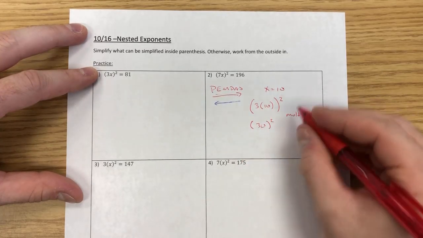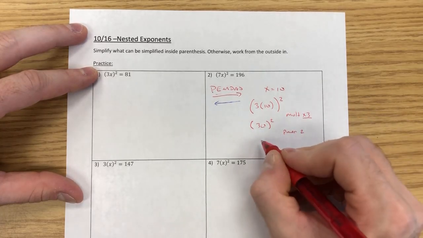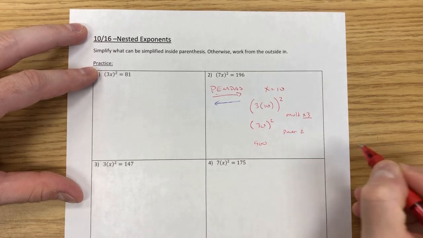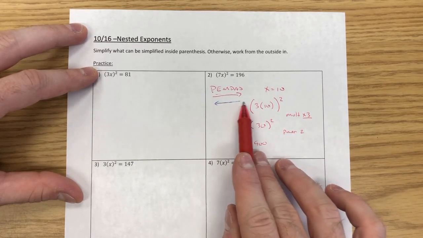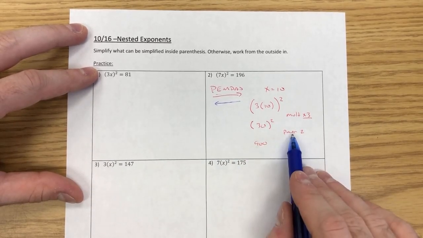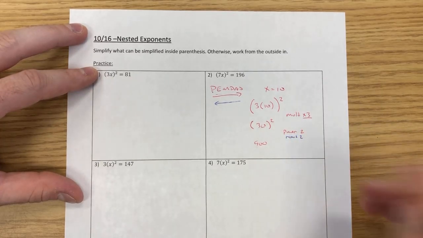And then the next thing I do is I would power this to the 2, and I would get 30 times 30, which is going to be 900. Like I said, that's the way we would normally go about it. When we solve this, we're going to be going in reverse. So the opposite of a power is we are actually going to root this.